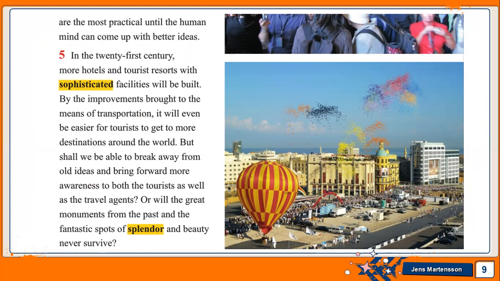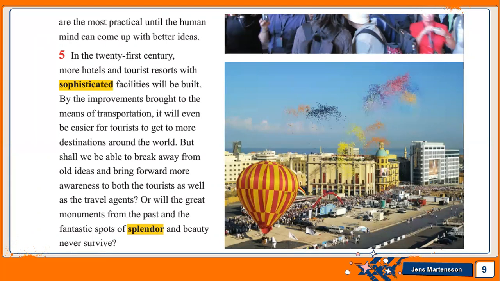Let's continue reading paragraph 5. In the 21st century, more hotels and tourist resorts with sophisticated facilities will be built. By the improvements brought to the means of transportation, it will even be easier for tourists to get to more destinations around the world.